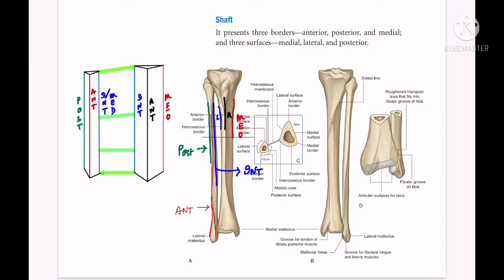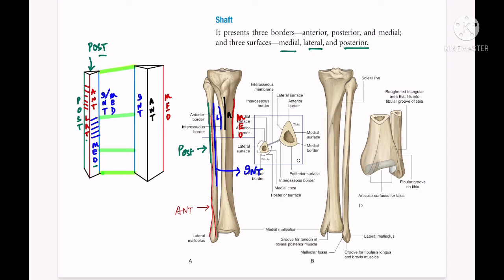Now remember that in between the three borders, the fibula presents three surfaces. So first of all, there is a medial surface. Medial surface is present in between the anterior border and the interosseous border. Okay. So this is the medial surface. In between the anterior and the posterior border, there lie the lateral or peroneal surface. And in between the posterior border and the interosseous border, there lie the posterior surface. So three surfaces are medial, lateral, and posterior.